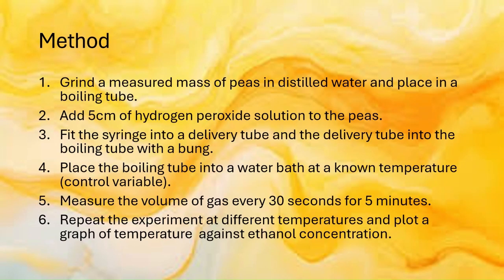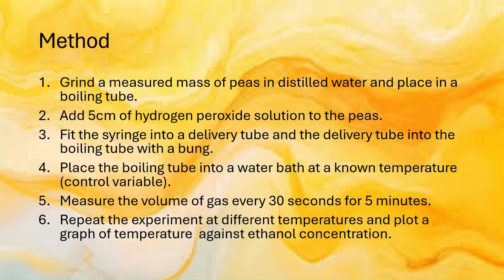So grind the measured mass of peas in distilled water and place in a boiling tube. Add 5 cm of hydrogen peroxide solution into the peas. Fit the syringe into a delivery tube and the delivery tube into the boiling tube with a bung. Place the boiling tube into a water bath at a known temperature, so this would be your control variable.